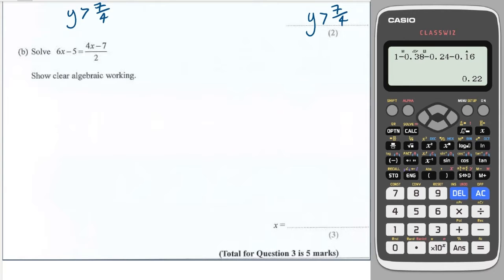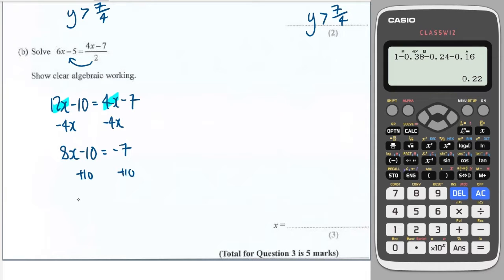Linear equations. The whole of the right side is divided by 2, so I'm going to move it to the other side and multiply by 2. This gives me 12x minus 10 is equal to 4x minus 7. I can then subtract 4x from both sides. This will give me 8x minus 10 is equal to minus 7. Always subtract the smallest x first. So 4x is the smallest, that's the one I move first. Then I can add 10 to both sides. This gives me 8x is equal to 3. Divide through by 8 gives me 3 over 8.